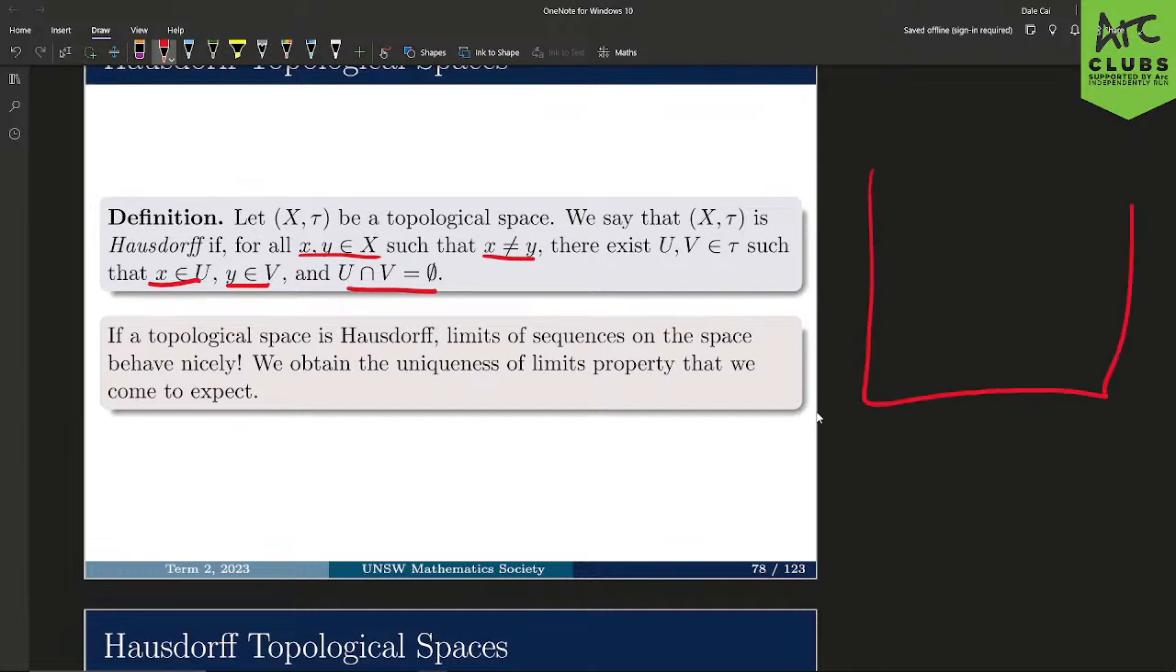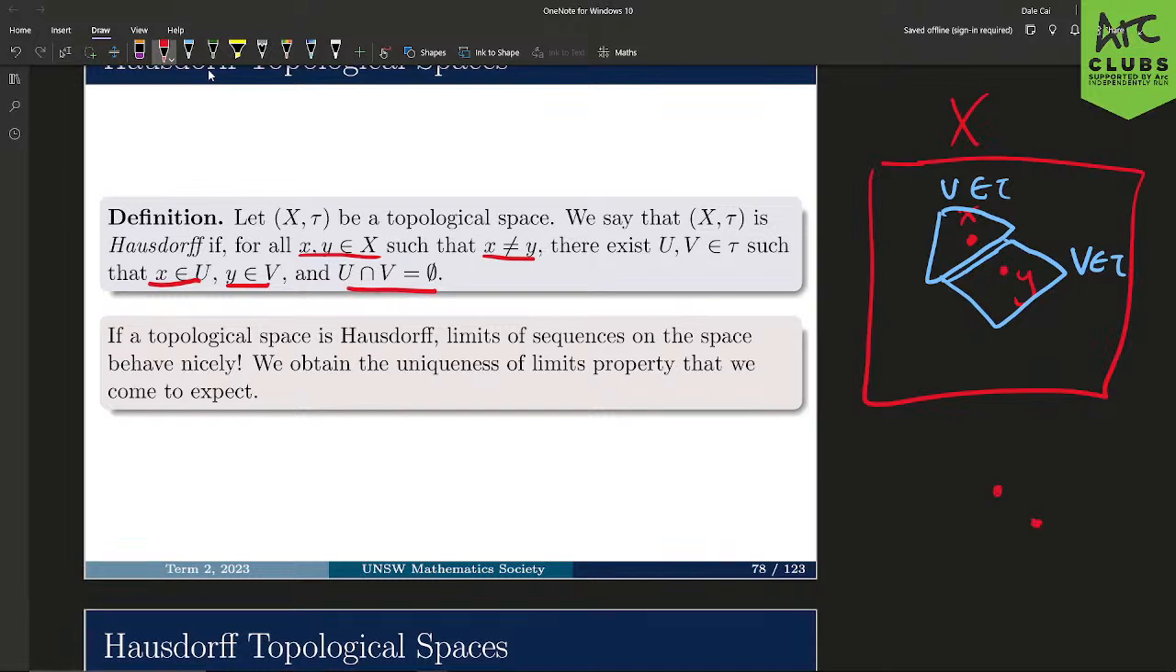But the idea is, if this is the set X with a topology, and this is x and this is y, then I can always find sets like this. I can always find a U and a V. So x is in one of them, and it's in tau. y is in another one, and it's in tau, but they do not overlap. This is the same thing as with a metric, where if we had two points, you can always draw arbitrarily small balls around them, or just balls small enough so that they don't intersect.